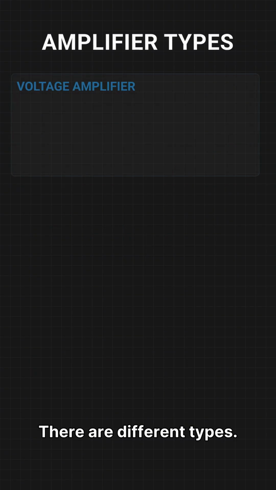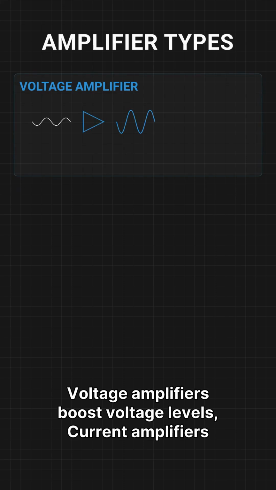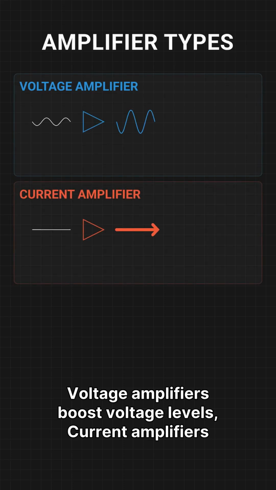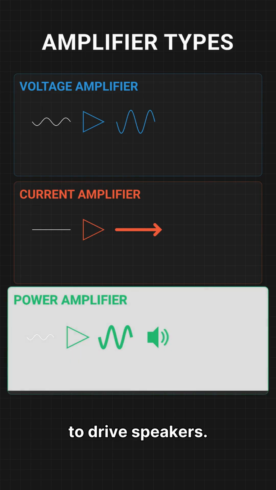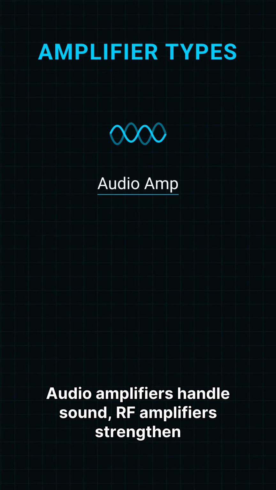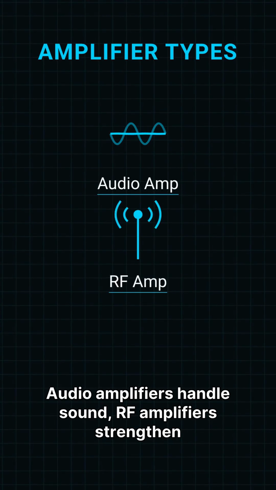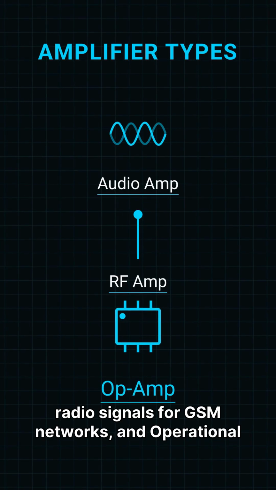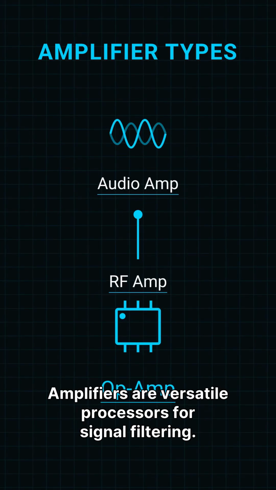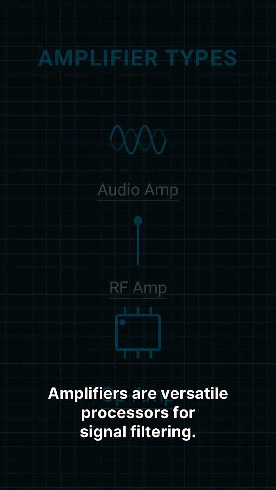There are different types. Voltage amplifiers boost voltage levels, current amplifiers increase current, and power amplifiers increase both to drive speakers. Audio amplifiers handle sound. RF amplifiers strengthen radio signals for GSM networks, and operational amplifiers are versatile processors for signal filtering.